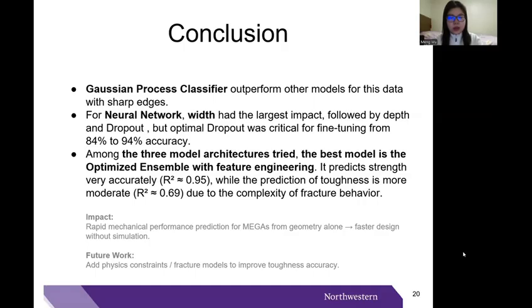edges. For the neural network, width had the largest impact, followed by depth and dropout, but optimal dropout was critical for fine-tuning from 84% to 94% accuracy. Among the 3 model architectures tried, the best model is the optimized ensemble with feature engineering. It predicts strength very accurately, while the prediction of toughness is more moderate.